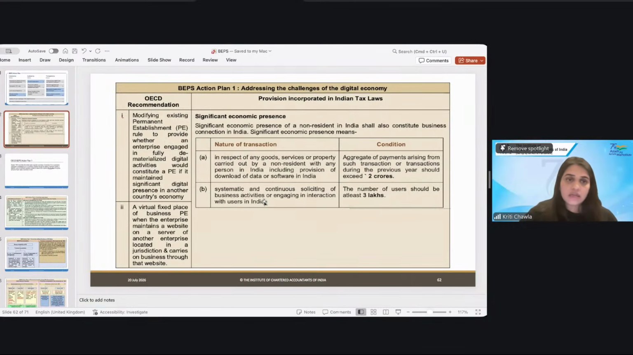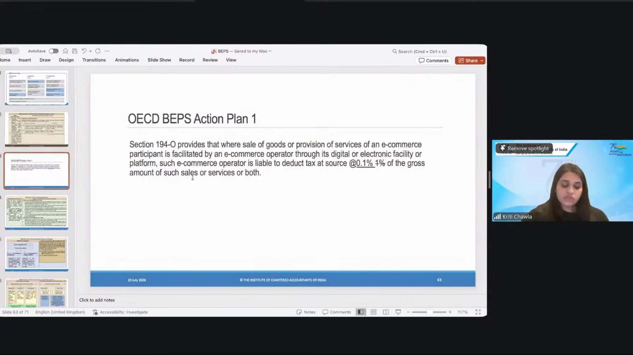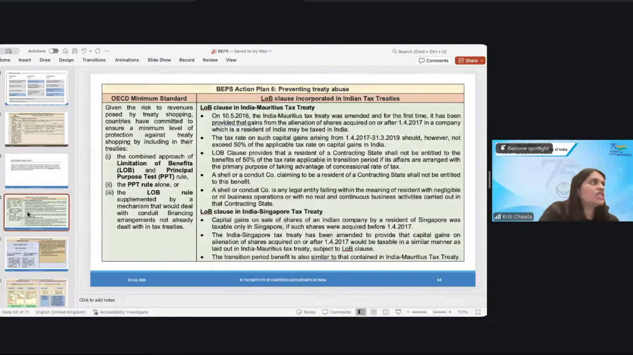After that, they also came up with Section 194O, where they provide for withholding tax. And they basically said that if you are providing services through an e-commerce participant, then you're liable to deduct TDS on the gross amount of such sales or services. So that is basically OECD BEPS Action Plan 1. And we will be discussing this in a lot of detail, going forward.